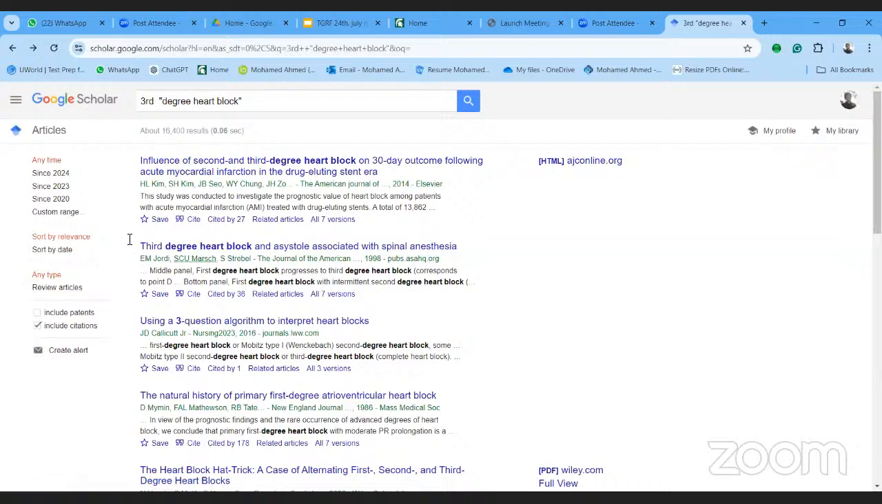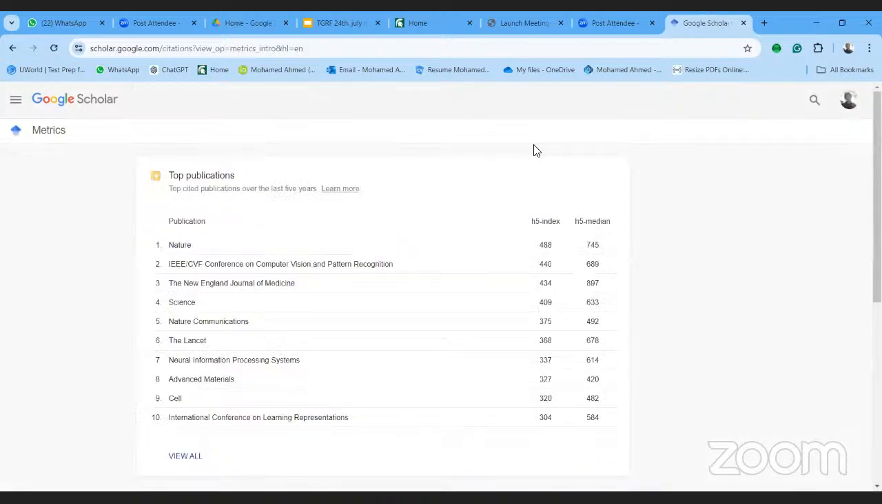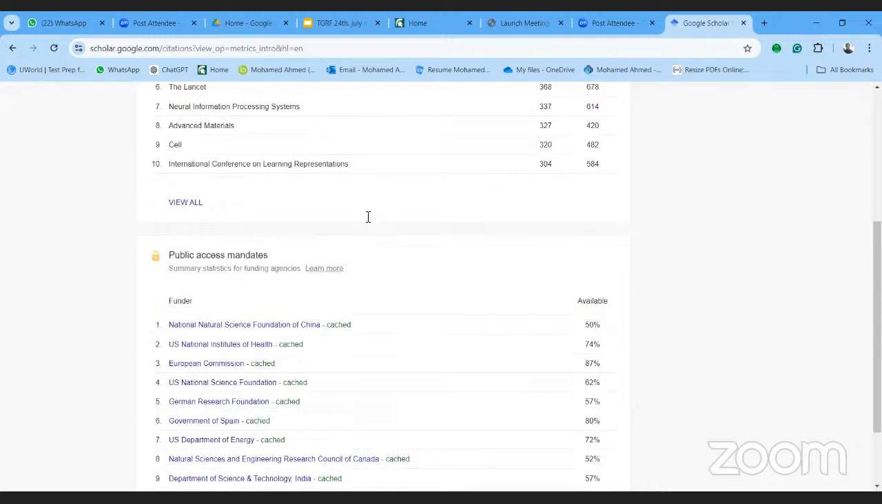There are two options in Google Scholar that I find pretty interesting, and I want to walk you through: the metrics and the advanced search option. So we have basically two metrics that are available on Google Scholar. The first is the H5 index metric, I'll explain that in a minute. And the other is the public access mandates metric.